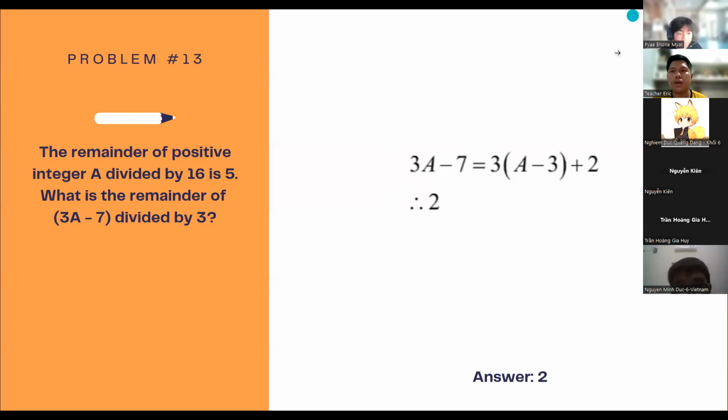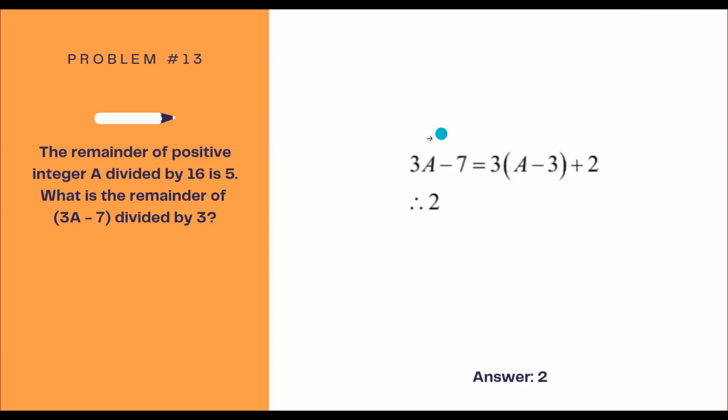For this one, we rewrite the term 3a minus 7. For example, I will annotate. If we distribute 3, we have 3a, then minus 3 multiplied by negative 3, we have 9, right? That's why we have plus 2, for us to have 3a minus 7, which is the same as this one. Do you understand?